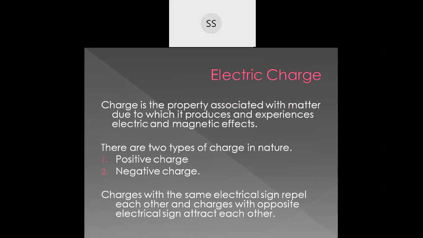So the electric charge is the property of matter which produces electric and magnetic effects. So that is the definition of charge. There are two charges in nature, positive charge and negative charge. Positive charges with same sign repel each other, and charges with opposite sign attract each other. Therefore, positive charge will attract negative charge and will repel positive charge, or negative charge will repel negative charge, and negative charge will attract positive charge.